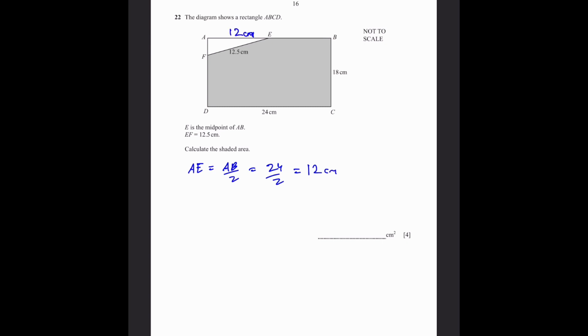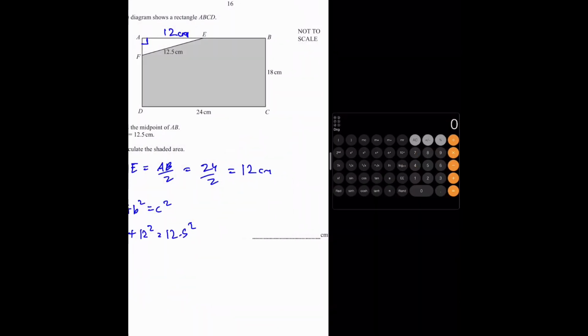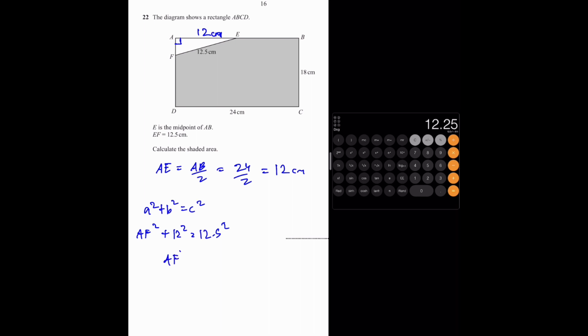And now we need to find AF. So A squared plus B squared equals C squared, because this is a right angle triangle. It's a right angle because this full thing is a rectangle. And that means AF squared plus 12 squared is equal to 12.5 squared. Let's get our calculator out. 12 squared is 144. 12.5 squared is 156.25, minus 144, we get 12.25. That's AF squared. AF equals root 12.25, and let's do that on a calculator, 3.5 centimeters.